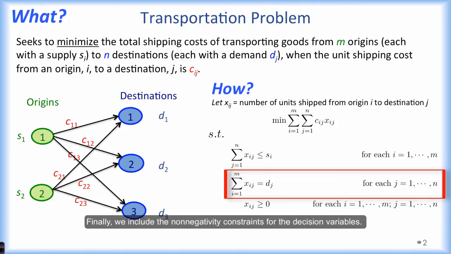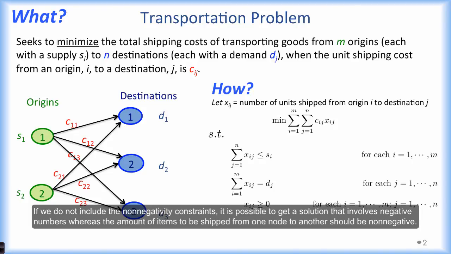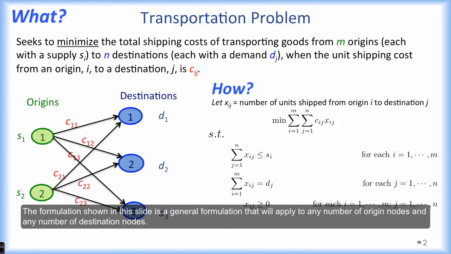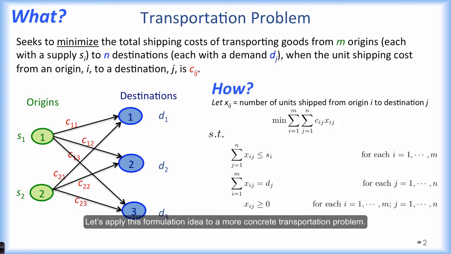Finally, we include the non-negativity constraint for the decision variables. If we do not include the non-negativity constraint, it is possible to get a solution that involves negative numbers, whereas the amount of items to be shipped from one node to another should be non-negative. The formulation shown in this slide is the general formulation that can be applied to any number of origin and any number of destination nodes. So now let's try to apply this formulation idea to a more concrete transportation problem.